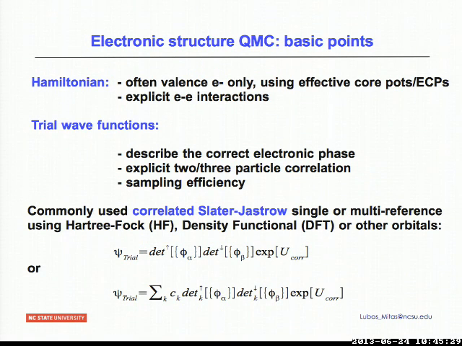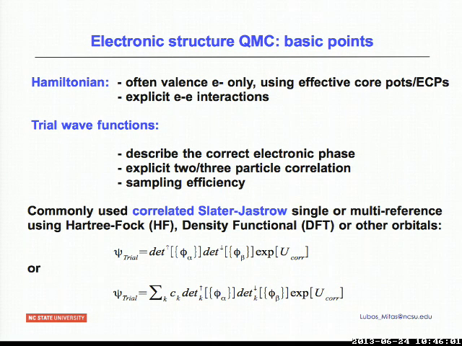Okay, mostly I will be talking about electronic structure types of applications: molecules, atoms, solids, those types of things. So our Hamiltonian is basically valence electrons only. The cores will be eliminated with effective core potentials, and I don't want to go into details. It's a methodology which is technically complicated, but reasonably well understood and used. Explicit electron-electron interactions, continuous space, basically the original definition of the Hamiltonian.